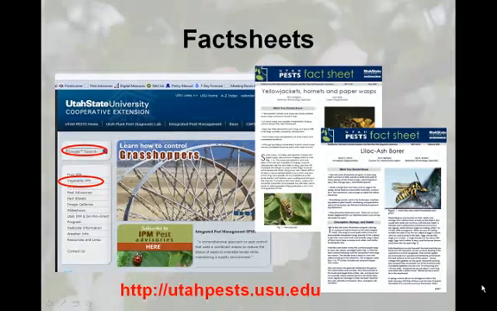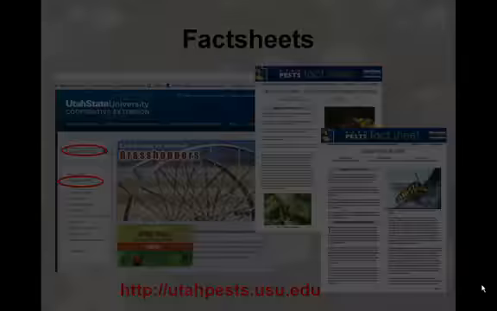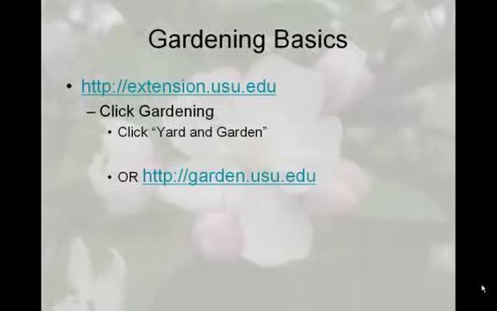So fact sheets, if you come on to the extension site, you can use the Google search bar on the website, which generally works, to pull up different pests and fact sheets related to that. Also, if you have a client who wants more information on a basic gardening subject like composting, you can say, come onto the garden.usu.edu site, and we've got lots of basic gardening information.